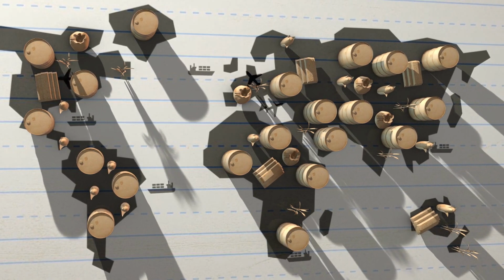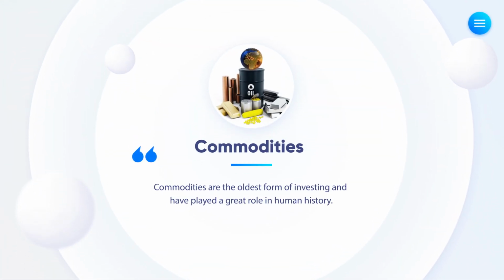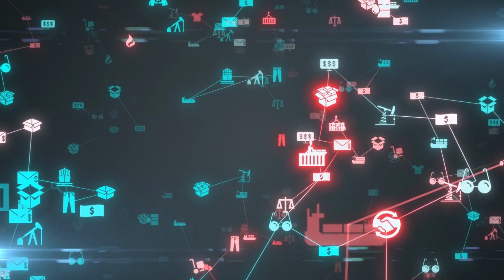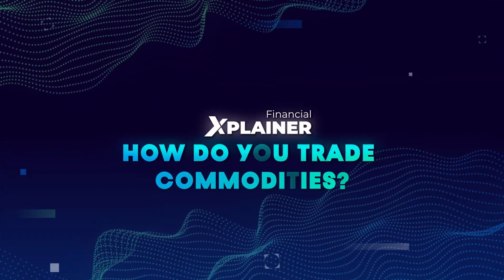other products. Commodities are the oldest form of investing and have played a great role in human history, just call to mind the Silk Way or Gold Rush. Nevertheless, nowadays they are considered an alternative investment. How do you trade commodities?